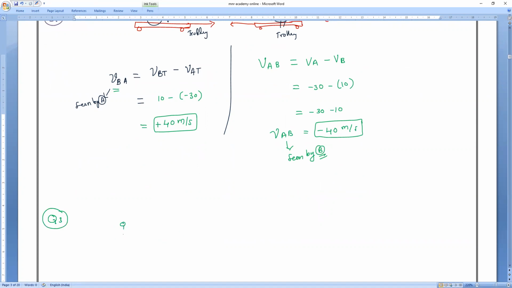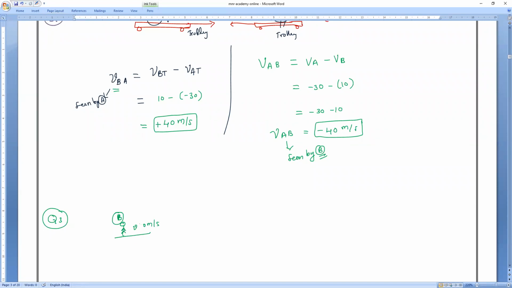Just observe. One person is standing on the ground. Let me take the person, I don't know, so you can name him B. So what is the person's name? Person's name is B. So he is on the ground. With respect to the ground, what is the velocity of him? 0 meters per second. Clear, everybody?